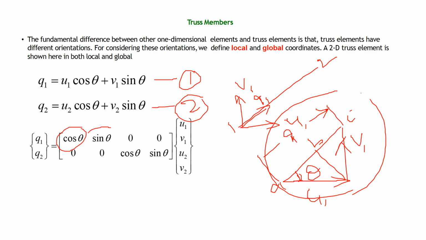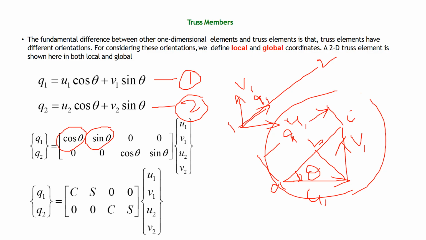So here is cos theta, sin theta, cos theta and sin theta. For our simplicity, we can write cos theta as C and sin theta as S. So this equation is simple. For the simplification purpose, we can rearrange this equation as Q1 Q2 is equal to C S 0 0, 0 0 C S, times U1 V1 U2 V2. This is the relation between the local and global coordinates.